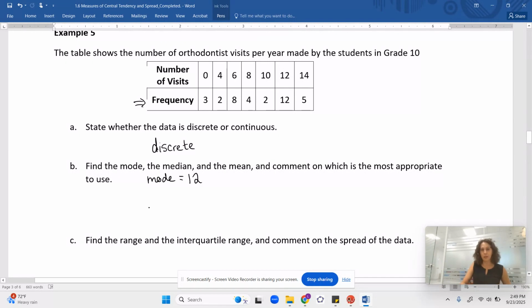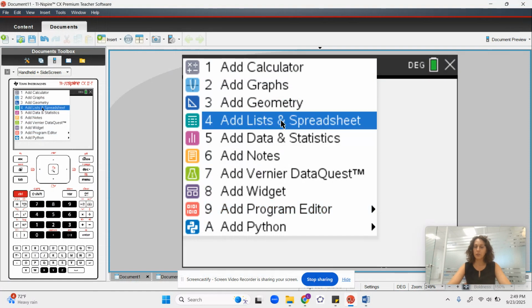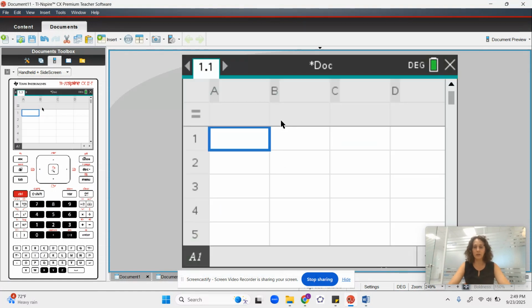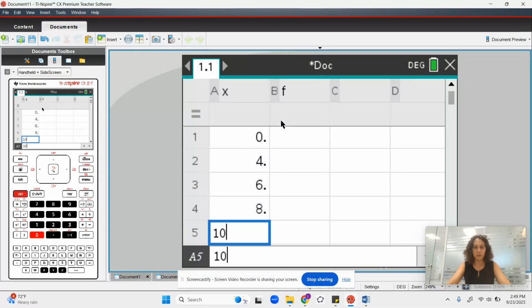Next, we want to find the median and the mean. And to do that, we will use the calculator. So we did this already. We'll do it again. We're going to go to the calculator and add a list in spreadsheets. I'm going to go pretty quickly. You can slow me down on the video if you'd like to. I'm probably already going at 1.5 speed, knowing students, but I'll still go pretty fast. I could make a mistake.